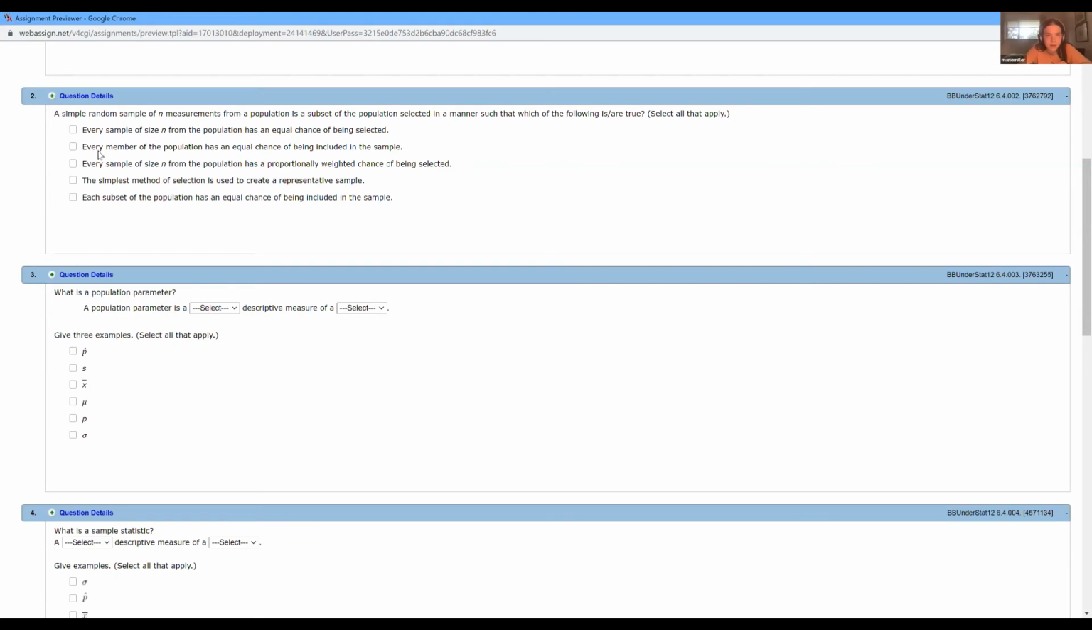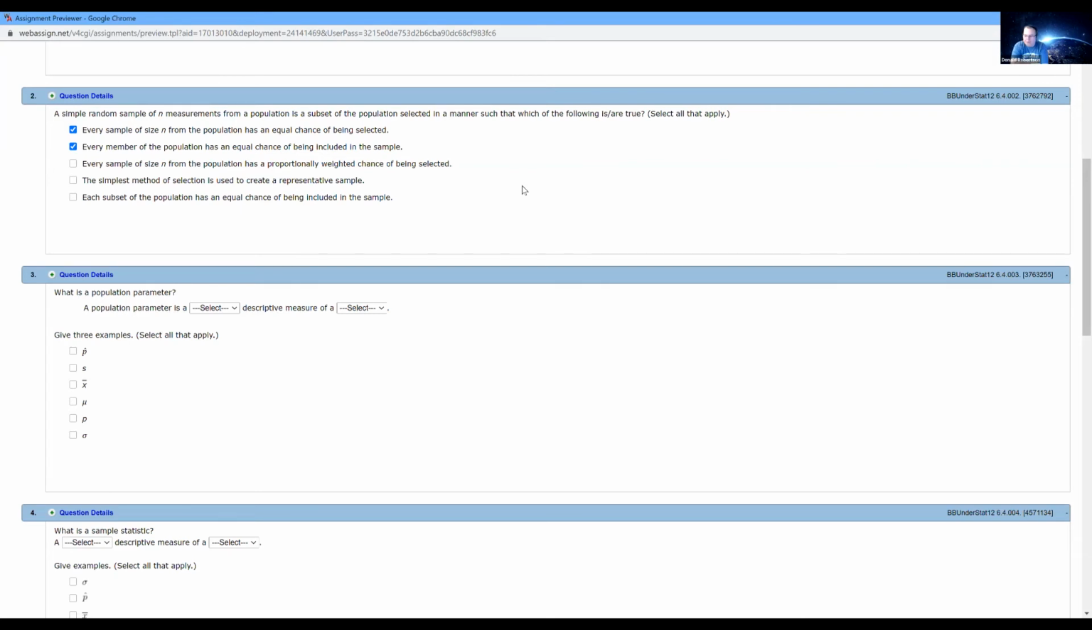The second one? So every member of the population has an equal chance of being included in the sample. I would agree. Every sample of any given size n from the population has an equal chance of being selected. Now, you haven't seen it phrased that way, but technically speaking, if I was picking a sample of 100, could any sample of 100 be equally likely as any other sample of 100? So, every sample of size n for the population has a proportionally weighted chance of being selected.